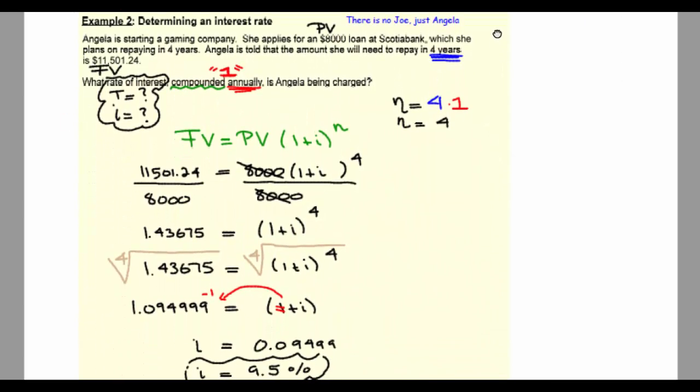We had an example too where we had Angela, and she applied for an $8,000 loan at Scotiabank and repaid it over 4 years. And we had to find out what the interest rate was for this to take place, and went through the same formula here. Sometimes you'll see FV for future value and PV for present value. It's the same thing. This should just read F equals P, 1 plus i to the n. Once you solve this, you needed the fourth root. You could really come up with any root depending on the different questions, but you have to be ready to take any root and be comfortable doing that with your calculator.